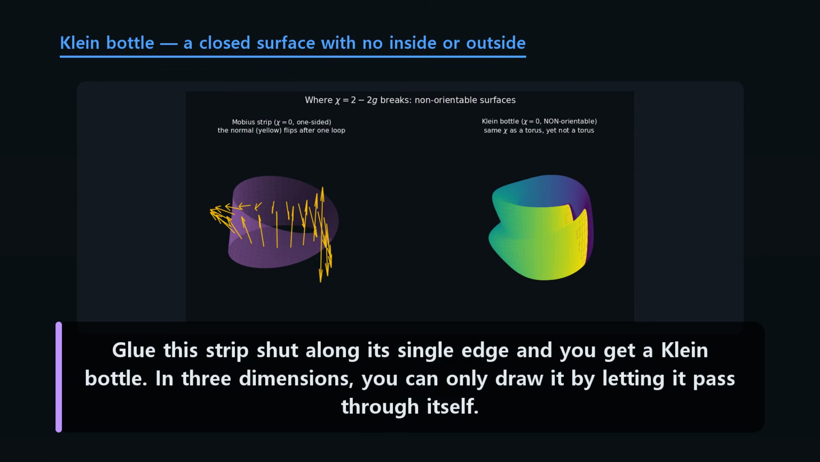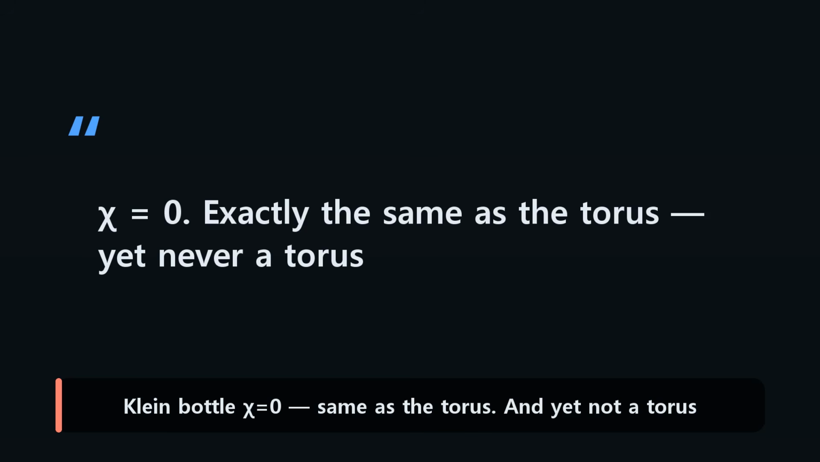Glue this strip shut along its single edge and you get a Klein bottle. In 3 dimensions, you can only draw it by letting it pass through itself. And here Chi runs into trouble. The Klein bottle's Chi is 0. Exactly the same as the torus, and yet it is not a torus at all.